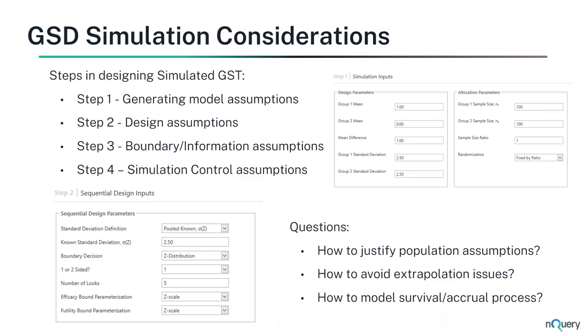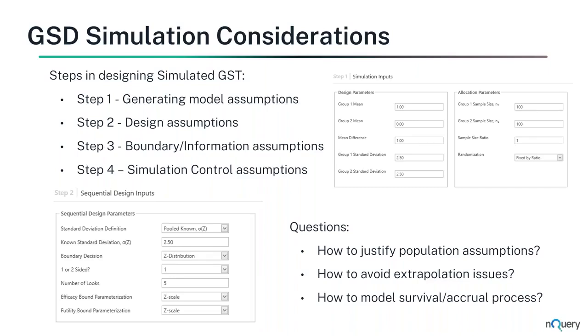The first step that you would likely come across if you're designing a group sequential design simulation is what model assumptions you want to make. So just with regard to your design parameters and your allocation parameters. I've included just a screenshot from Inquiry on the right here, where you can see you'd be specifying your means, your standard deviations, your sample sizes, all very simple.